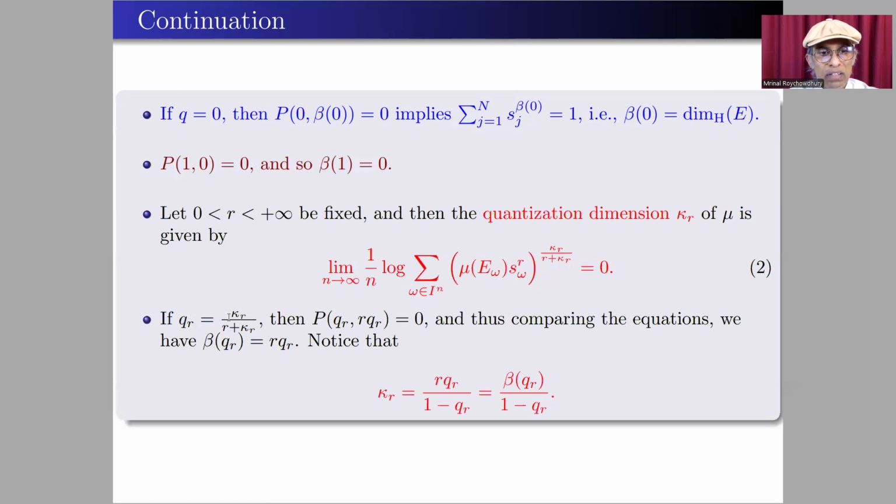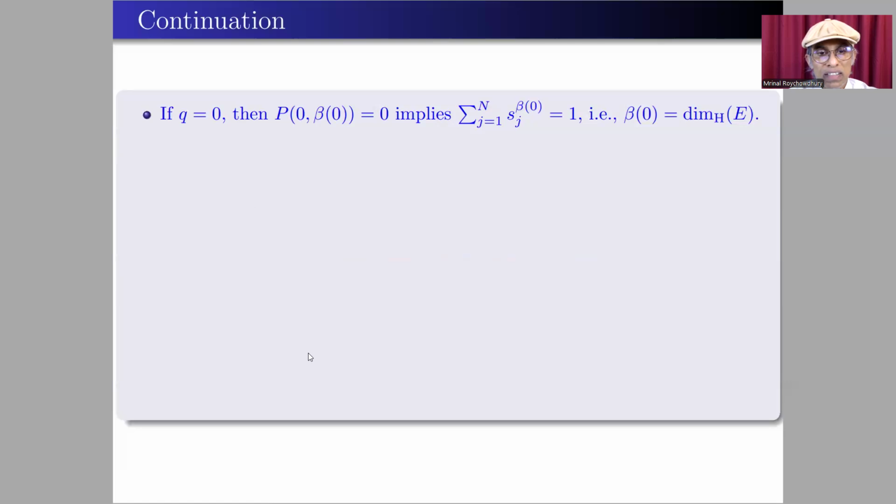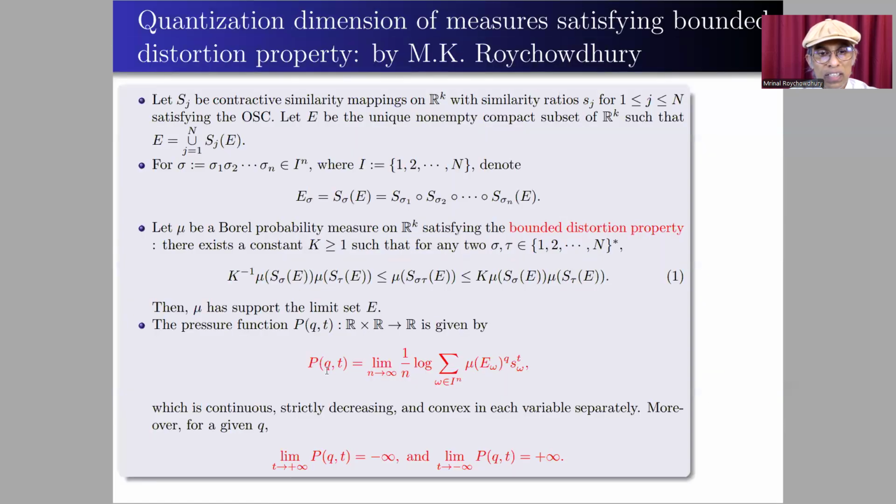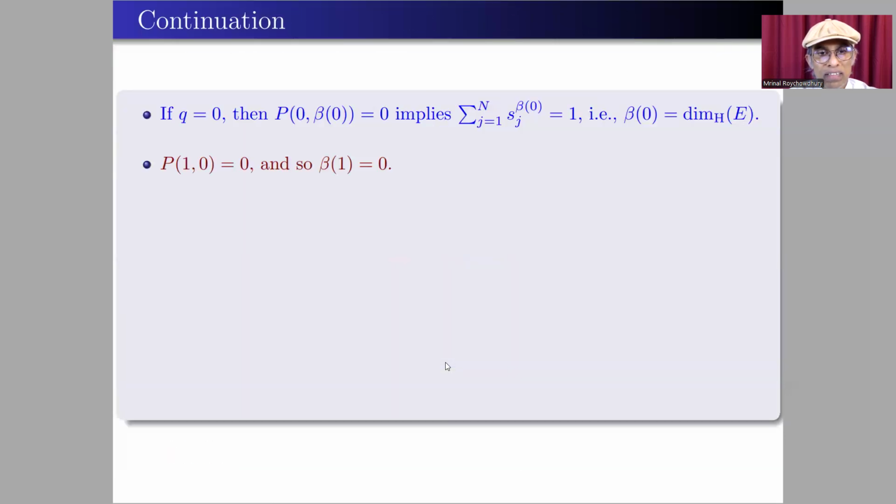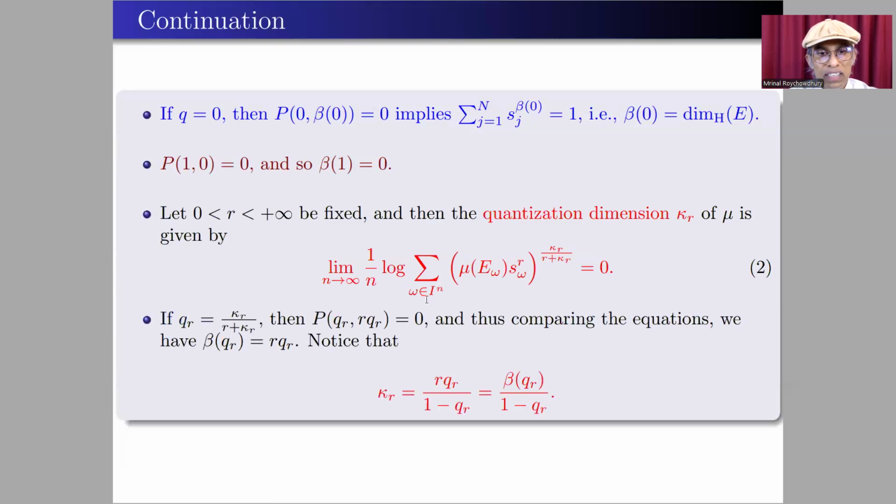So write q_r equal to kappa r over r plus kappa r. Then if you compare that with the pressure function, you see P(q_r, r q_r) equal to 0, because in the pressure function, P(q, t) is this one. If q_r equals kappa r, then you get P(q_r, r q_r) equal to 0. And we have seen this kappa r is the quantization dimension.